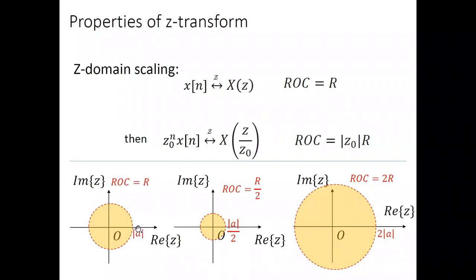So a case that I didn't plot on this slide, but is easy to understand, is when the ROC is outside the circle, and then we multiply the ROC by a positive constant. The new ROC is still outside the circle because, as I said, multiplying by a positive number does not change the direction of the ROC. The only thing that changes is the radius of the circle. So divided by 2, the circle shrinks, and multiplied by 2, the radius of the circle doubles.